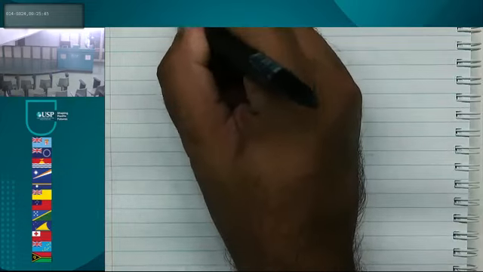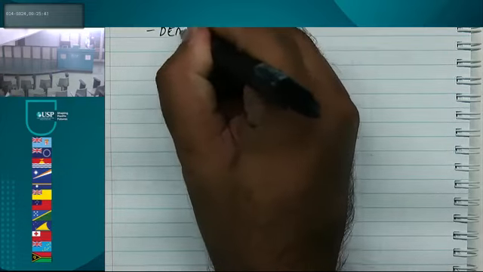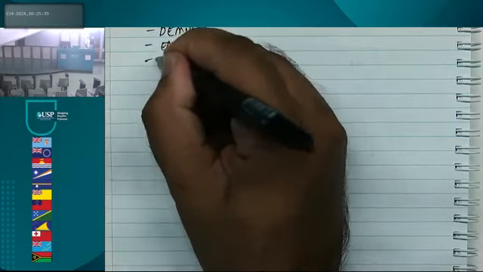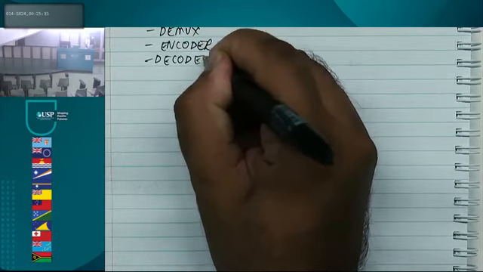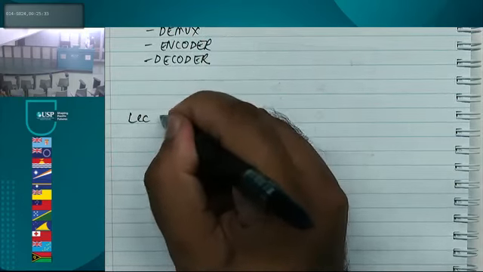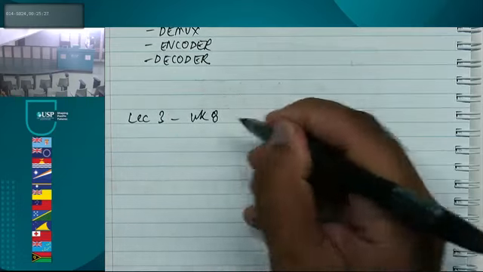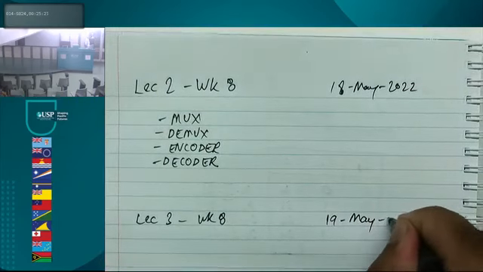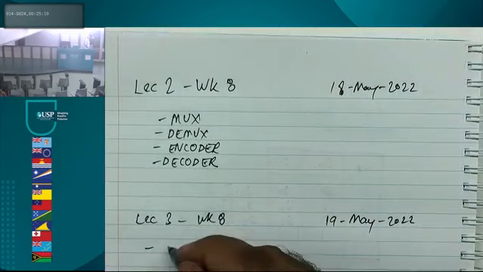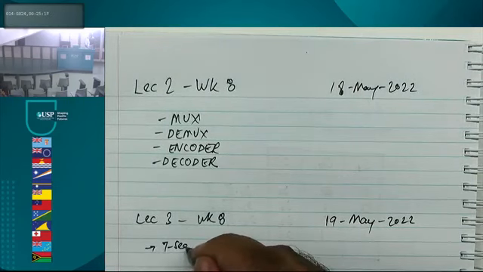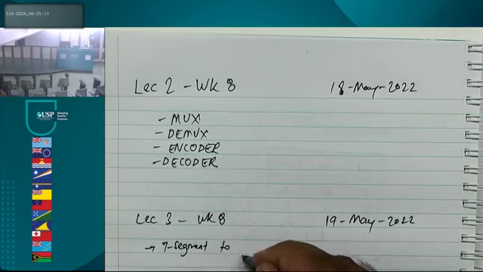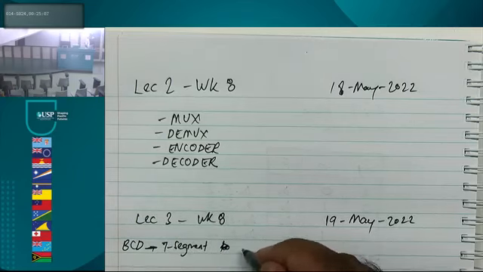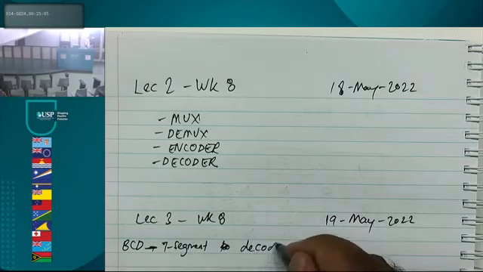So we did multiplexer, we did demux, we did encoder, we did decoder, right? Because yesterday my system wasn't working, the camera wasn't working. Lecture 8, and today is the 19th, am I correct? So we did BCD to 7 segment decoder.